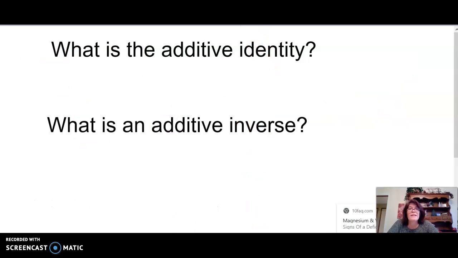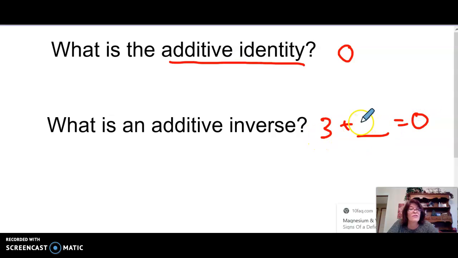Now let's think back. I want you to draw these parallels. You know what additive identity is, right? The additive identity is 0. That's the number that we add to anything and get itself back. Additive inverse is what do I add to a number to get 0. So the additive inverse of 3 is -3. The additive inverse of -4 is +4, right? So they're opposites.